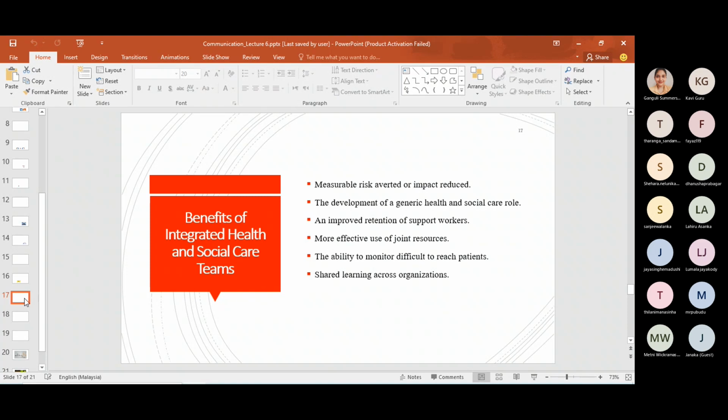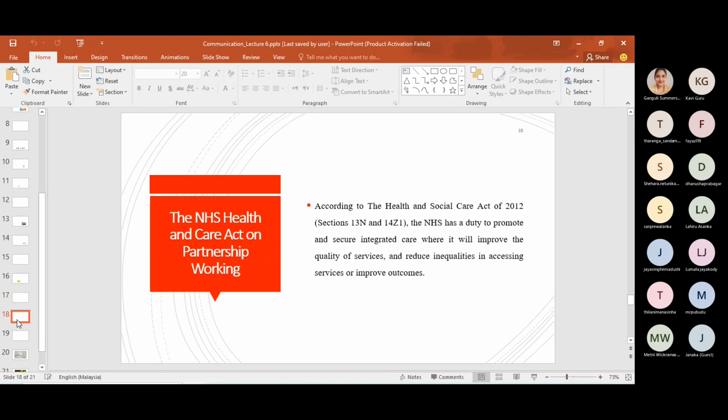Okay, and then you can share your resources and you can monitor your patients and your clients efficiently. And you can share your knowledge across organizations as well. So these are some benefits of partnership working.